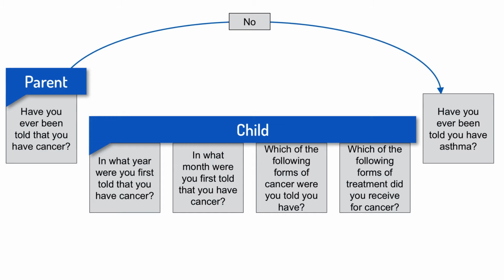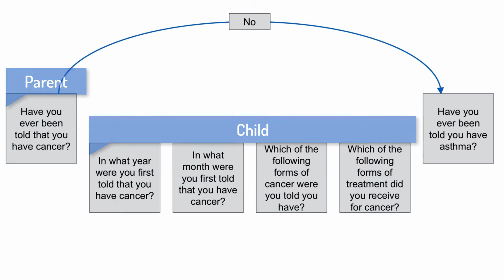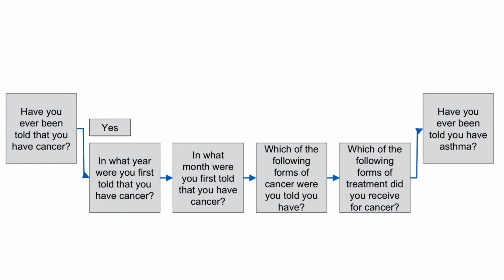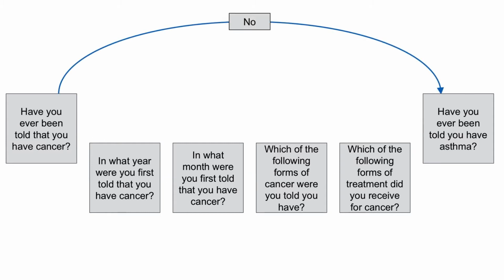Please do not confuse this with questions about childhood cancer. That isn't what we're talking about here. So if the participant answers yes to the parent question, then you proceed through the rest of your child questions linearly, one after another. But if they say no to the parent question, then you skip over the related child questions and ask the next relevant question.